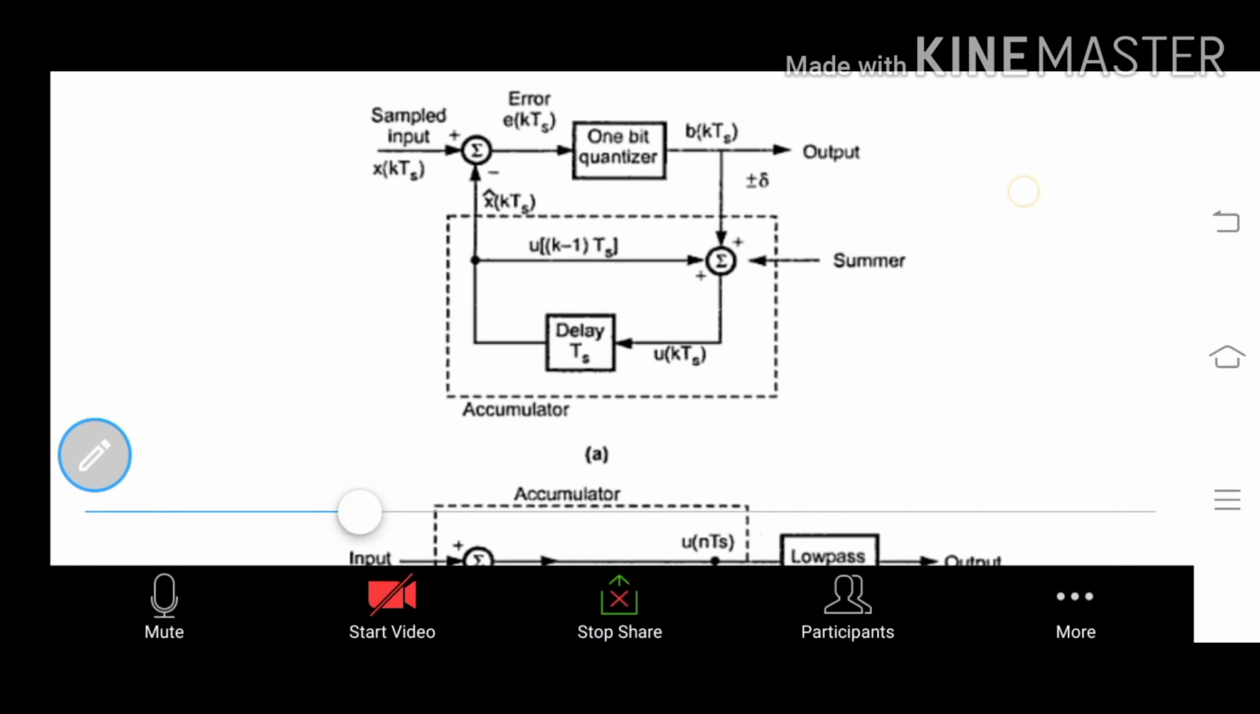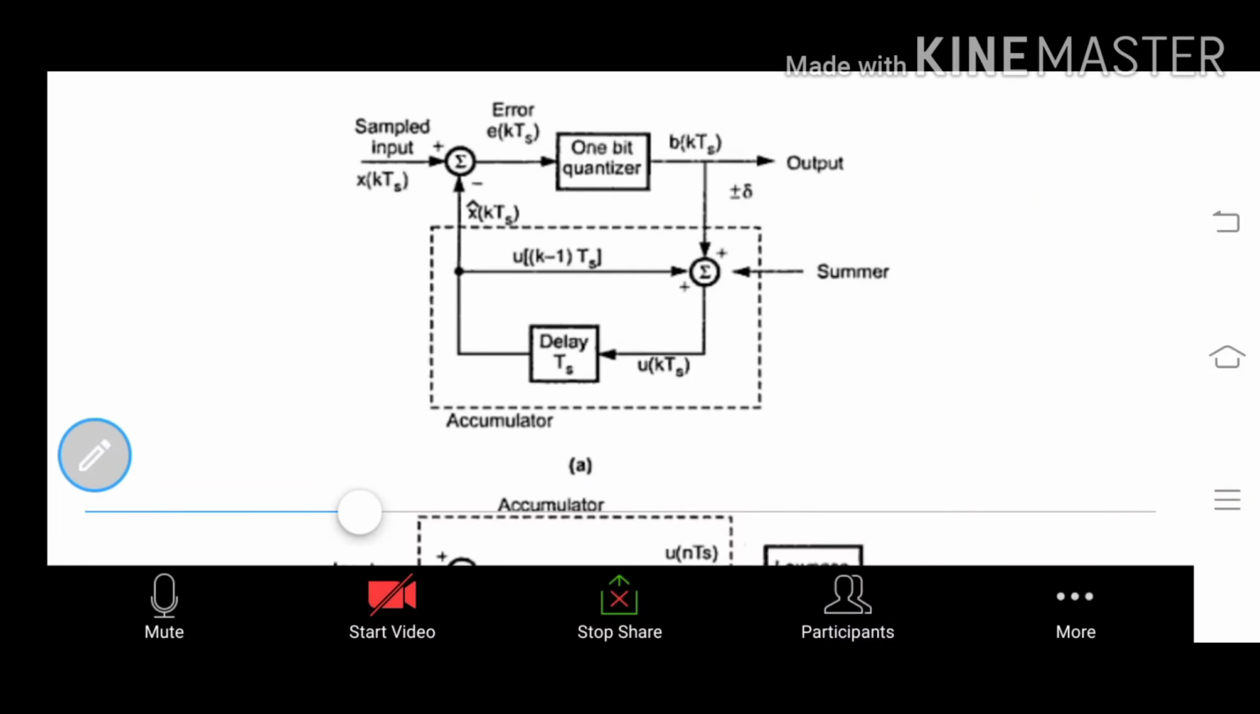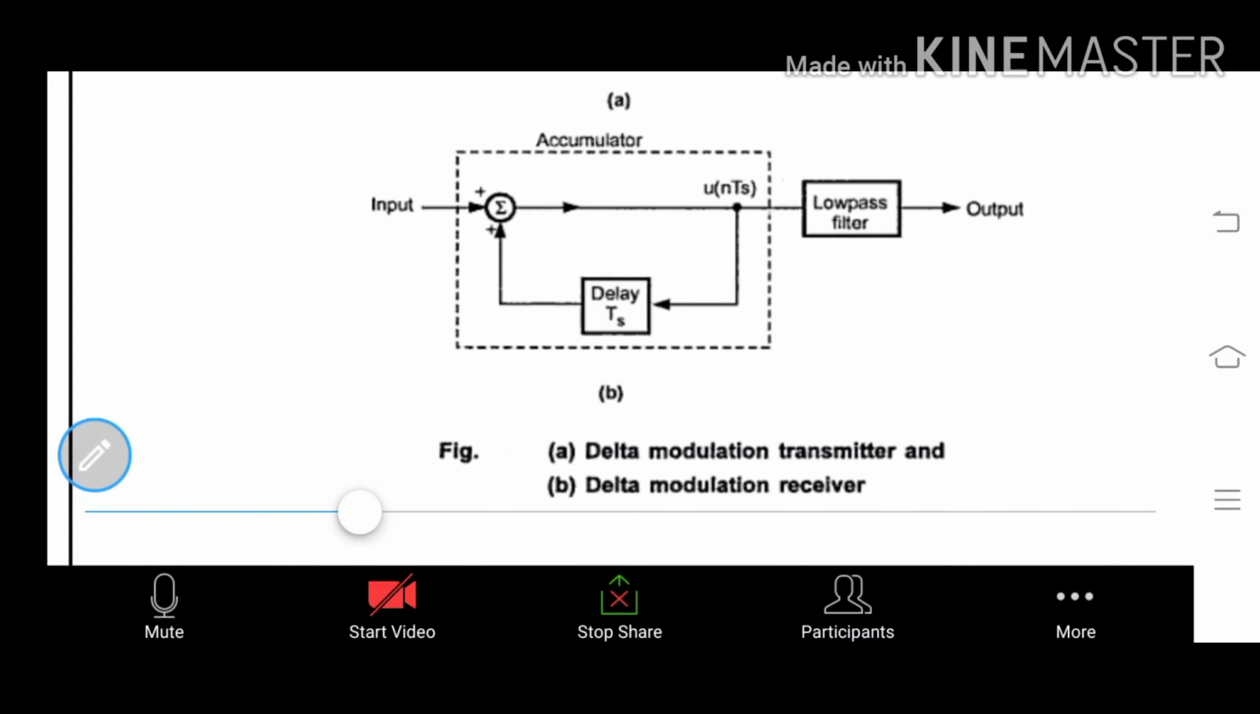Also you can observe this is the block diagram of the accumulator. Here is the summation of the input signal with the delay of the sample Ts. Here an error signal is released, and the error signal is applied to the 1-bit quantizer. Finally the output is the average value of the input.